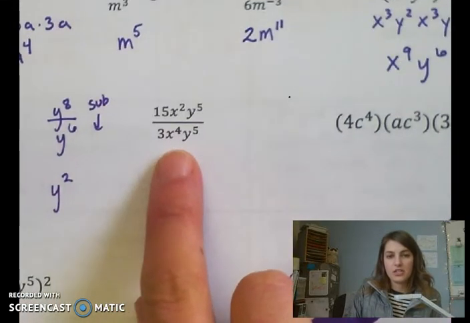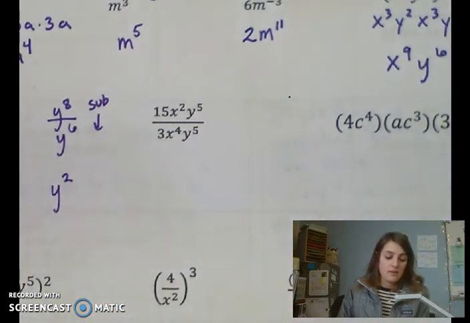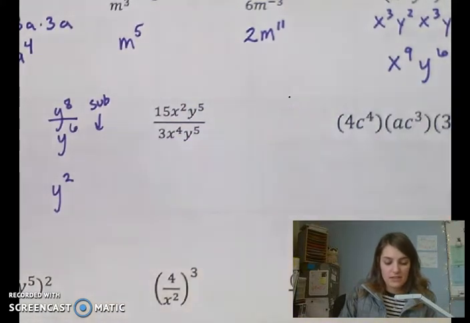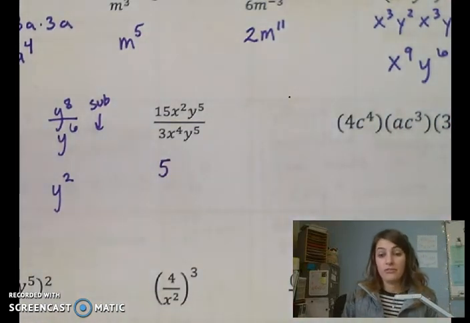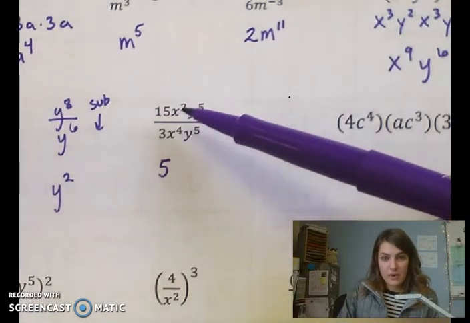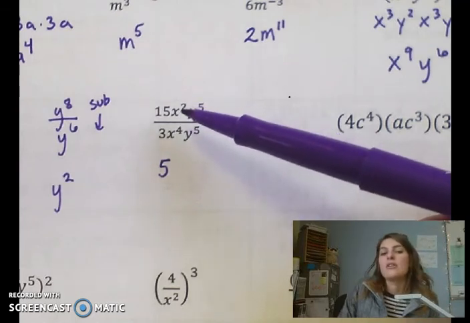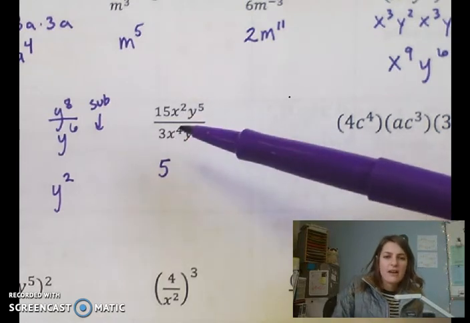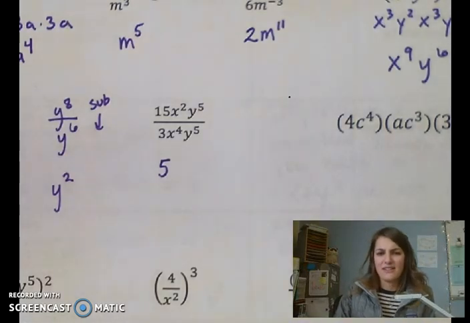Here again, watch out, the 15 and the 3 are normal numbers, they're coefficients, whereas these are exponents. So 15 divided by 3 is 5, or 5 over 1, if you will. Here we have x squared over x to the 4th. So if we subtracted, we would get a negative exponent, which we haven't talked a lot about how to deal with when the answer has a negative exponent in it.